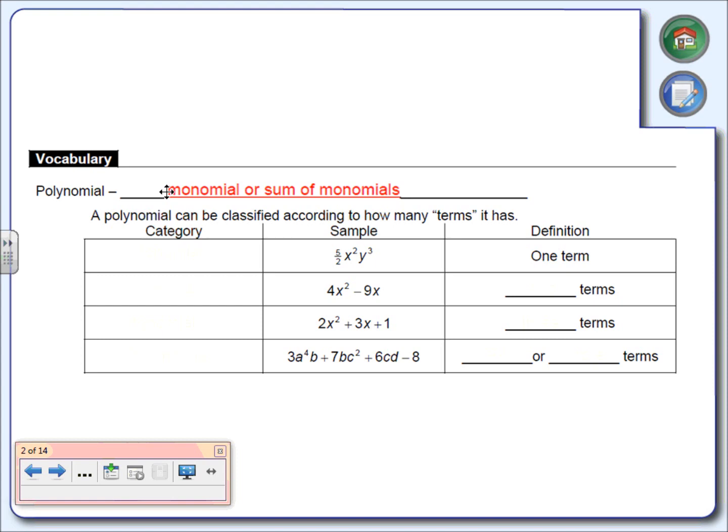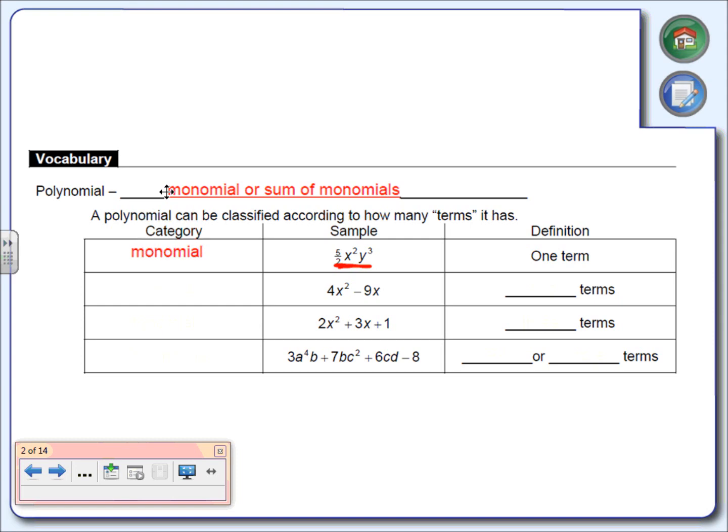We may have two of them. We may have three of them. We may have four of them. And depending on how many terms we have, we classify those with certain names. And I'll tell you what those names are here in a minute. So again, a polynomial is a monomial or the sum of monomials. Now, as we saw yesterday, if we have one term, like we do right here, we call this a monomial. That's the type of problem we were looking at yesterday. Those are the type of terms we saw yesterday, monomials.